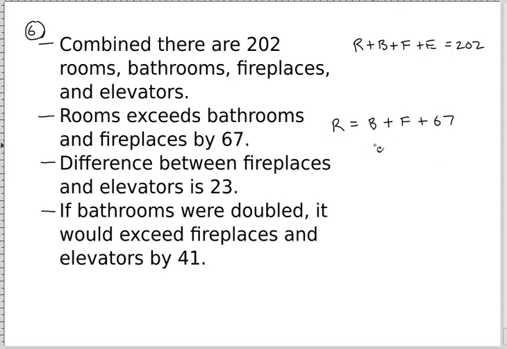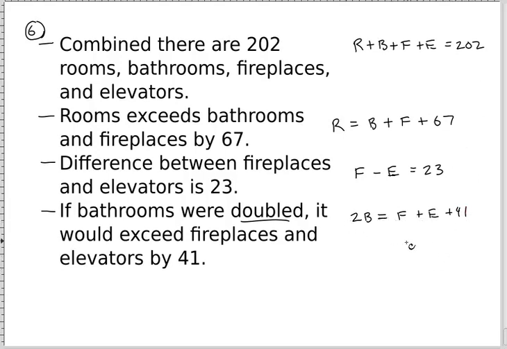That's how it exceeds, because it's equal to, but with a plus added to it. Difference, what does difference between mean? It means subtraction. So fireplaces minus elevators is equal to 23. And then finally it says if bathrooms were doubled, and that could change on you. So this is going to be 2 times my bathrooms. Exceed, yet again, equals fireplaces plus elevators plus an additional 41.